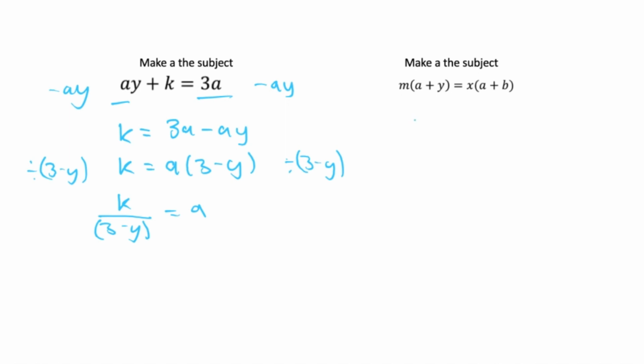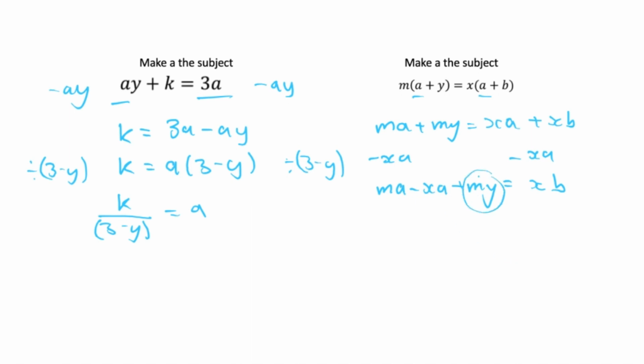Now for this one, the a's are locked inside the brackets, so you have to expand the brackets. Okay, so by expanding, you get m times a plus n times y equals x times a plus x times b. And now you have to put the a's on the same side. So we're going to subtract xa from both sides. This will give you ma minus xa plus my equals xb.